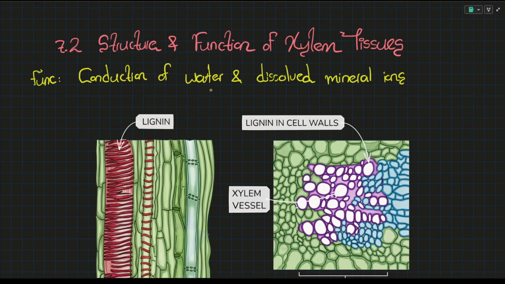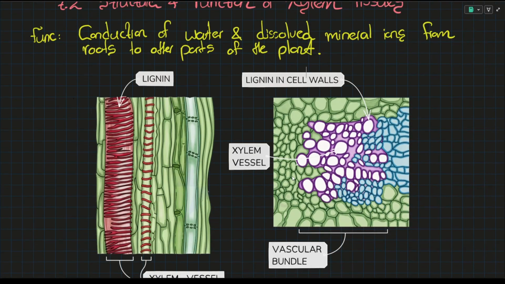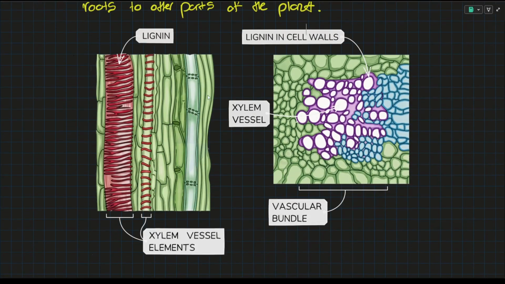So the function is the conduction of water and dissolved mineral ions from roots to other parts of the plant. Okay, other parts include stems, leaves, and so on. Right, now let's look at the structure of xylem vessels and how they are built.